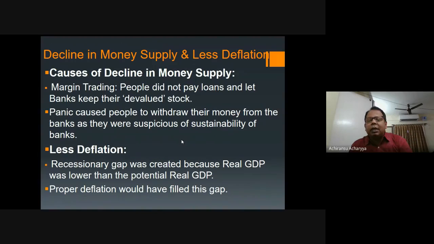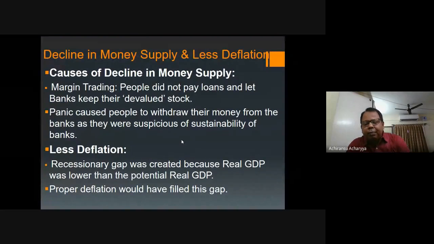So there was a decline in money supply and deflation. The cause of the decline in money supply was margin trading. People did not pay their loans and let banks keep their devalued stock. So you had a lot of defaults, which we're having now. Also, a lot of people are unable to pay back their loans. There was panic, with people withdrawing their money from the banks as they were suspicious of the sustainability of banks. Once the banks start failing, you are scared about your money in the bank, so you want to rush and get your money back. And automatically, if everyone goes to the bank to collect their money, then the banks will crash. There was deflation.